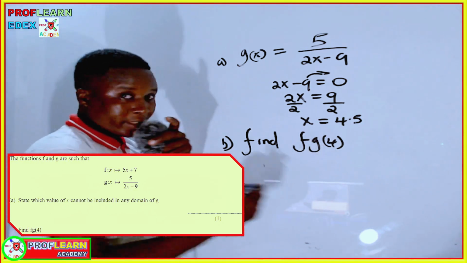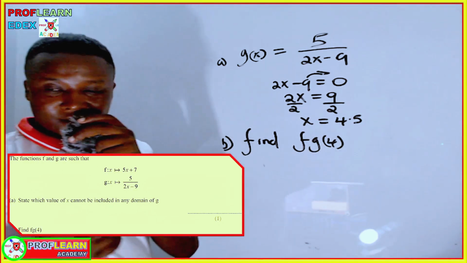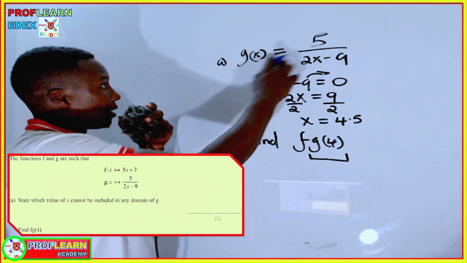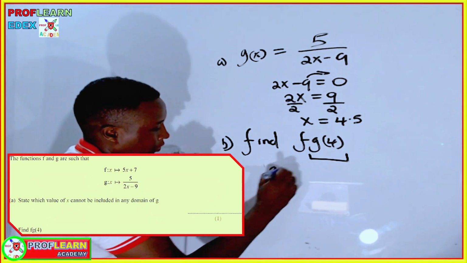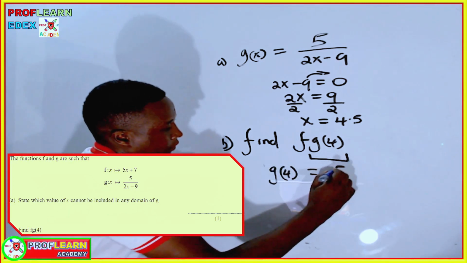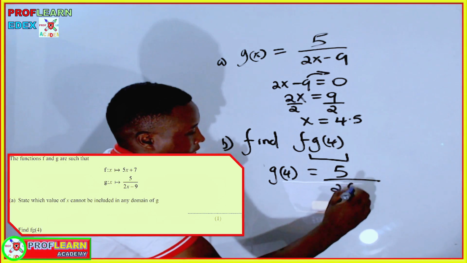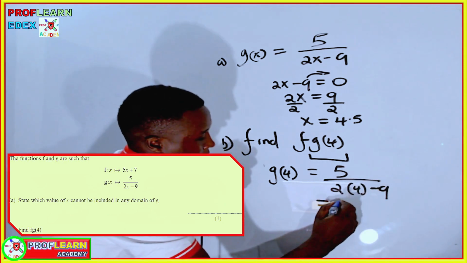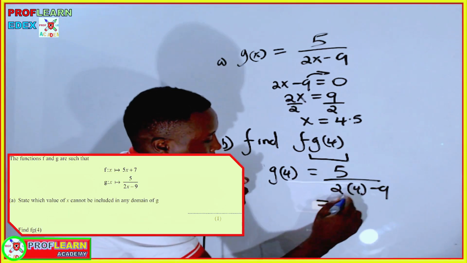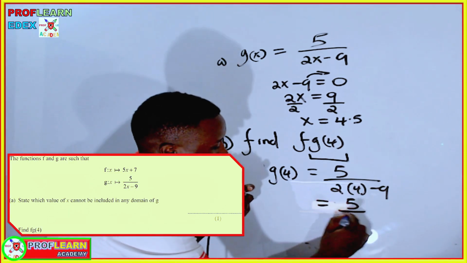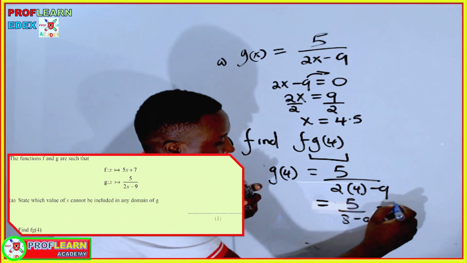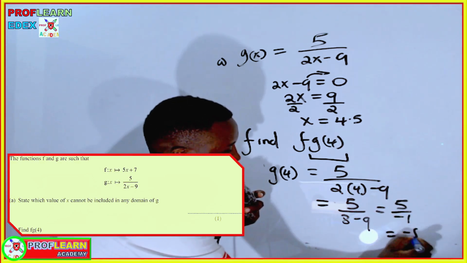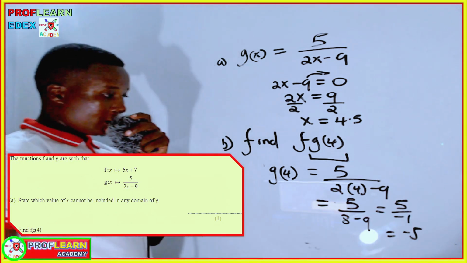So meaning whenever you are given this kind of question, the first thing to do is to work out g of 4 first. Our g is this, so g of 4 is going to be 5 over 2 times 4, then minus 9, which is going to be 5 over 8 minus 9, which is going to be 5 over negative 1, which is negative 5. That is actually g of 4.